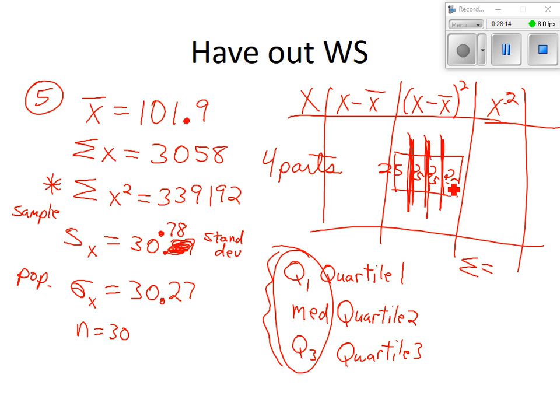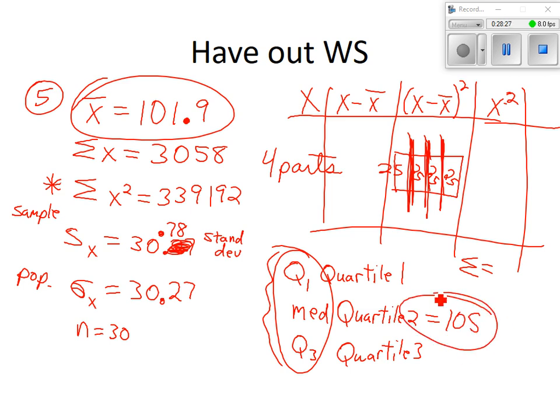What's the one thing that it didn't give us on this? Oh, I'm sorry, I forgot the median. What was the median? 105. Did they give us the mean? It gave us the mean, it gave us the median. Did it give us the variance? No, it gave us the standard deviation, but it didn't give us the variance. So somehow we have to find the variance.